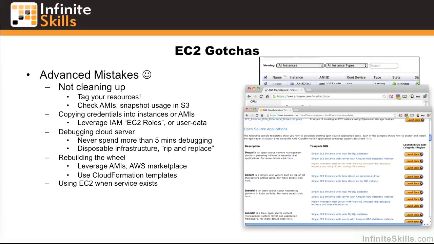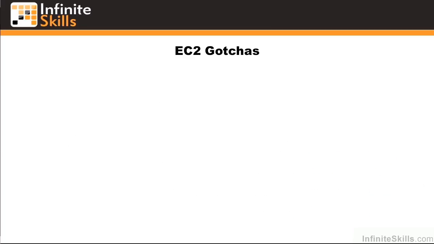Using EC2 when a service exists is also an anti-pattern. The service is almost always likely to be lower cost, easier to use, and have more of the base features such as HA and DR baked in.